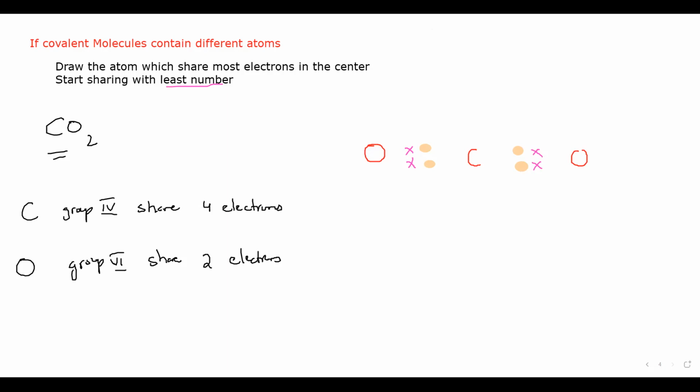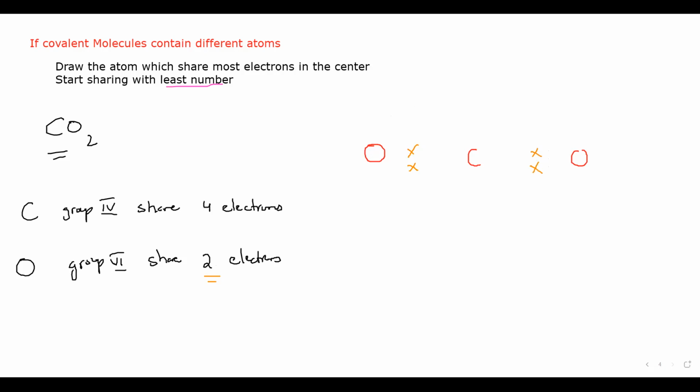So I'll repeat what we did. After drawing the atom which is sharing the most electrons in the center, we start sharing. How to represent the sharing? We start with the least number, so the least is oxygen. Each oxygen will share 2 electrons. If this oxygen shares 2 electrons, the other oxygen will also share 2 electrons with carbon.